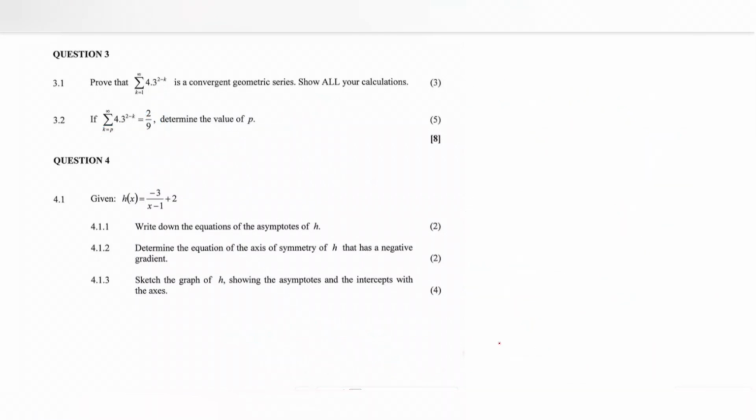Question 4. Given that h of x is equal to minus 3 over x minus 1 plus 2. So if you check, you can see that the function is in the form h of x is going to be equal to a over x minus p plus q. This is a hyperbolic function. So the first question, 4.1.1, is asking us to write down the equations of asymptote of h. Equations of asymptotes, we only have x and y asymptotes in this case.